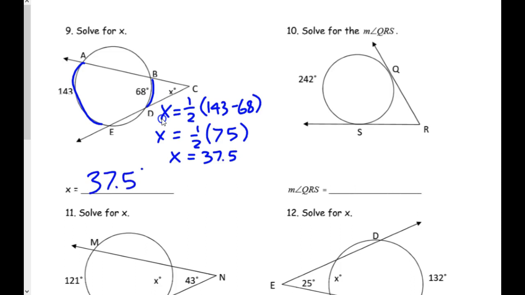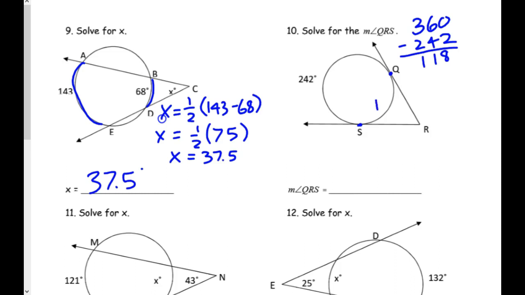What about one like this? Again, if you have 2 tangents that touch at one point, you know the full circle is 360. So if the full circle is 360, I'm going to do 360 minus 242. Okay, and I get 118. That is not the final answer.